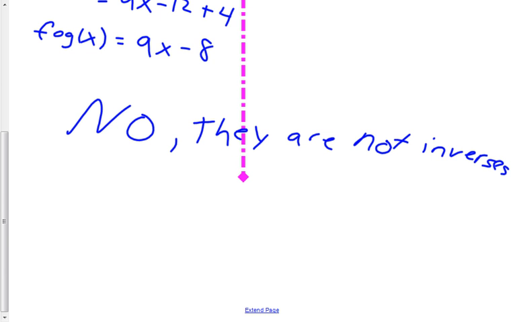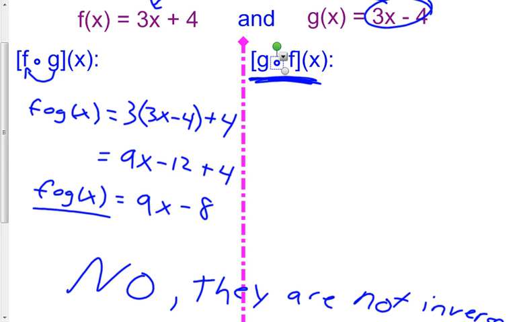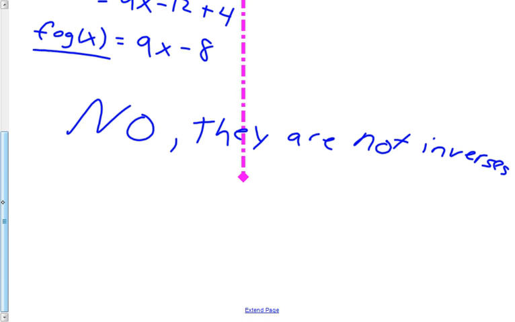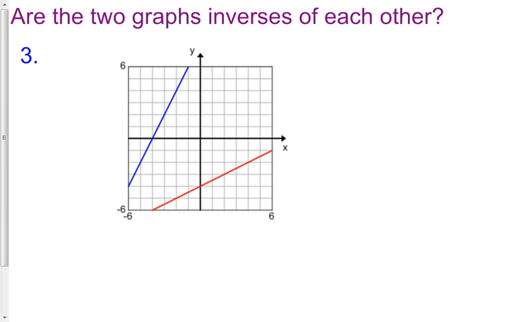So if f of g of x equals x, then you have to do this one. But if f of g of x equals anything other than x, you don't even have to try the other one because they're certainly not inverses of each other. So that's one way to tell if they are inverses of each other. Another way is by graphing it.